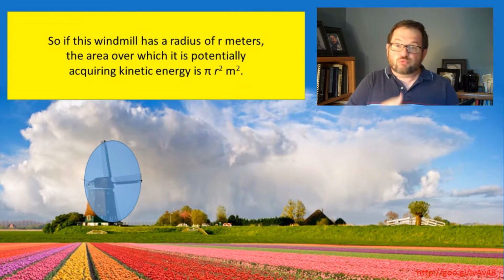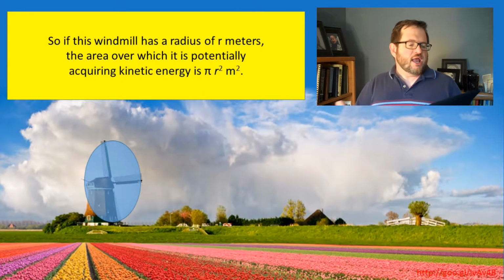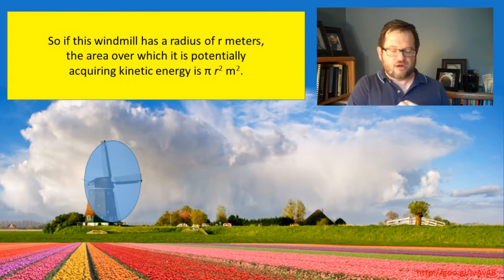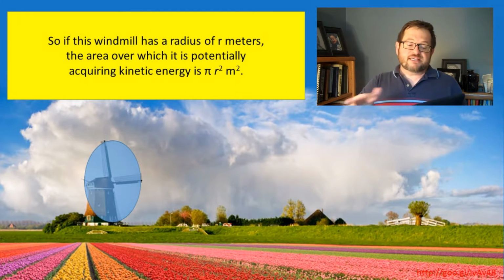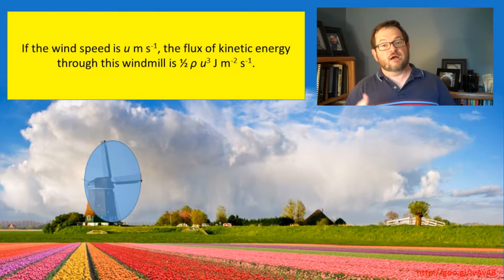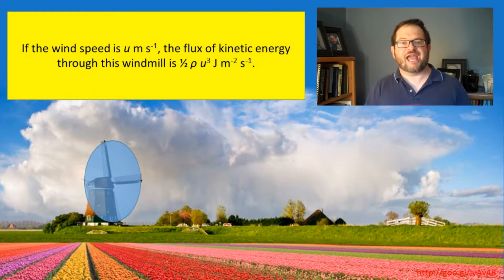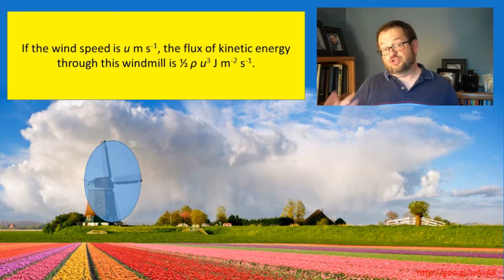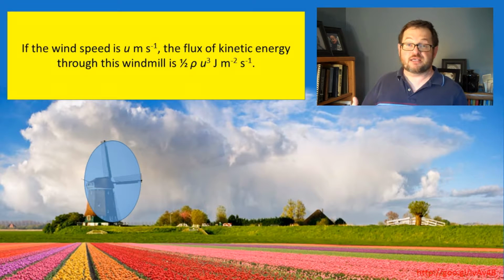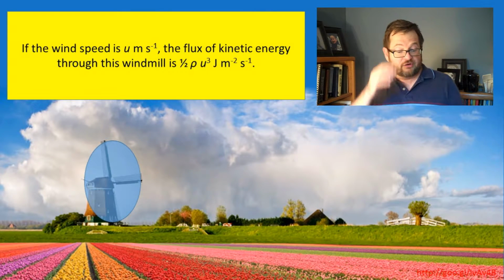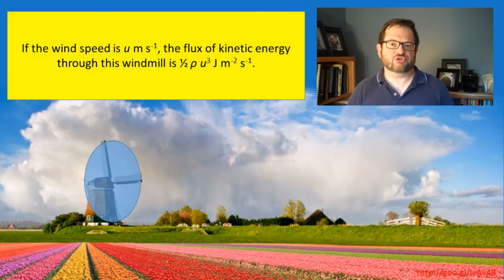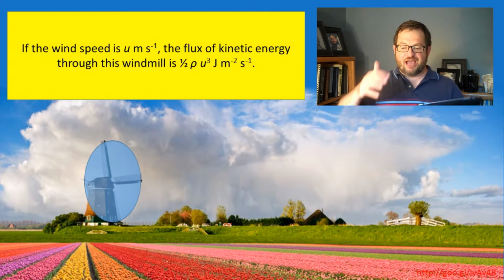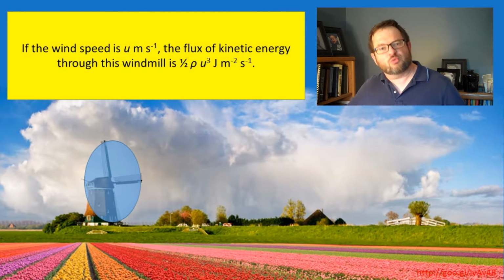So here's a windmill, it has a radius of some number of meters, r, and notice I made a mistake here, I should have made that r in italics, whatever. We're going to try to be careful about such things. So over this area, pi r squared, that is the area in which it's potentially capturing kinetic energy. And so, if the wind speed was u meters per second, we know that there is a flux of kinetic energy through each square meter of 1/2 rho u cubed. That's our flux. It's got units of joules per square meter per second.